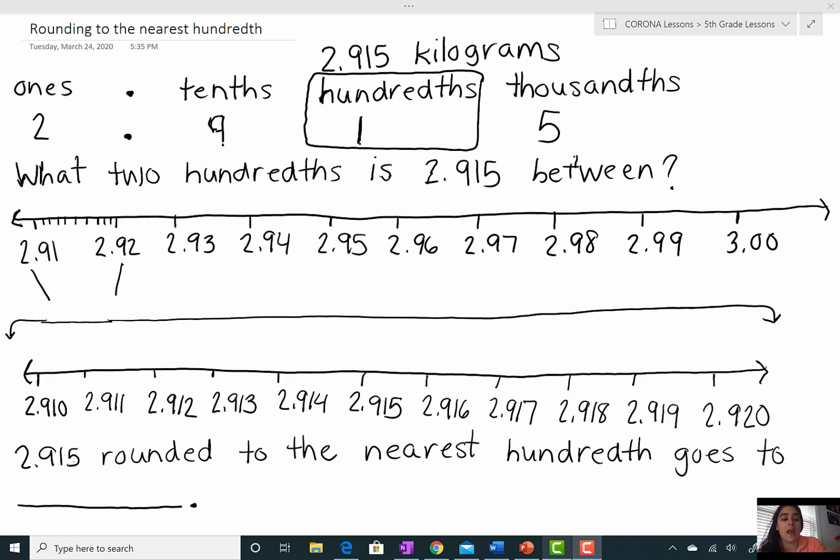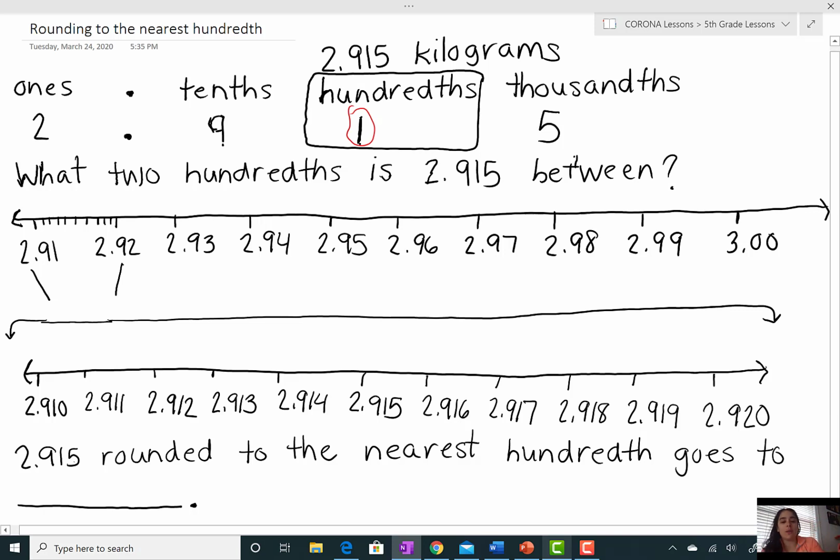So I have 2 91/100ths, 2 92/100ths, 2 93/100ths, 2 94/100ths, 2 95/100ths, 2 96/100ths, 2 97/100ths, 2 98/100ths, 2 99/100ths, 3 0/100ths. So if I look at this number, it is between 2 91/100ths and 2 92/100ths, because there's a 1 here in the hundredths place. So the next hundredth is 2 92 hundredths.